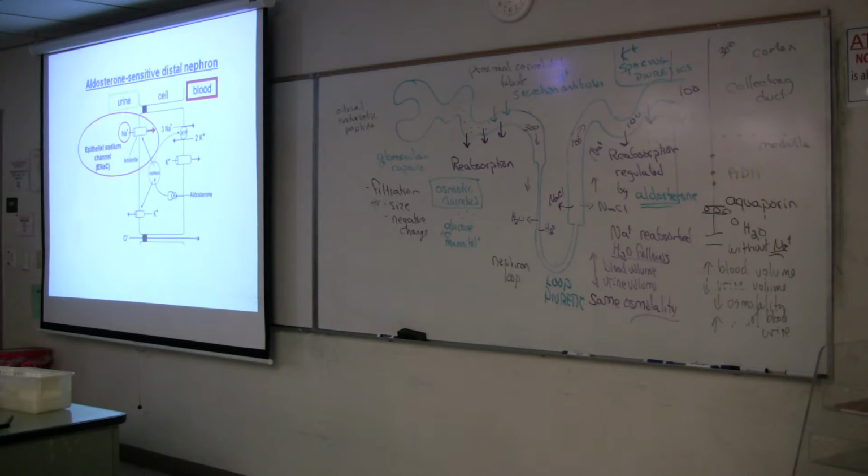So here would be the distal tubule. Here's the peritubular capillary. And aldosterone, its receptors are going to be on the base of the cell. So from the peritubular capillaries, aldosterone, since it's a steroid, is going to pass into the cell. And its receptors are going to be on the inside of the cell.